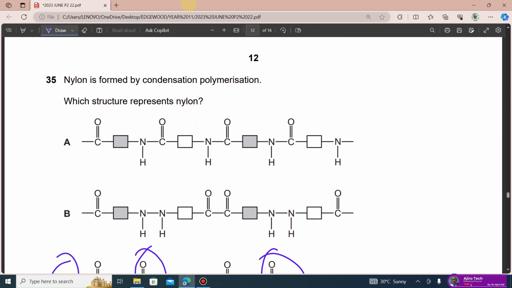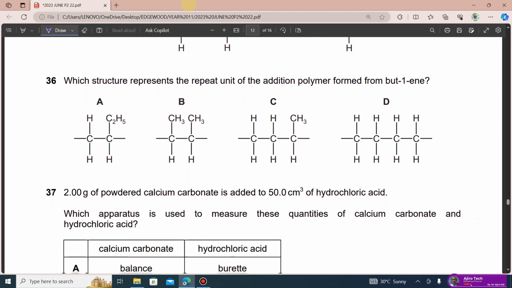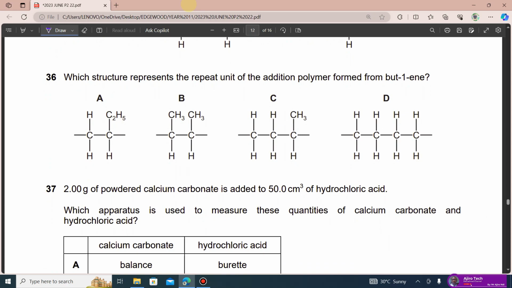Okay, now moving forward, which structure represents the repeat unit of the addition polymer formed from but-1-ene? Now when you look at but-1-ene, let's see if we can draw the structure. Let's see if we can have a space to draw this so that it doesn't consume too much space.